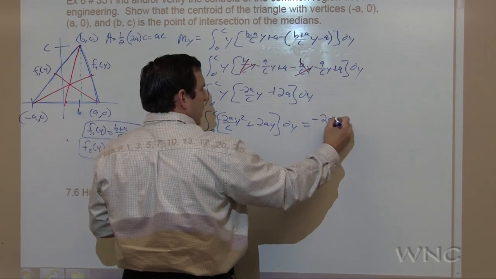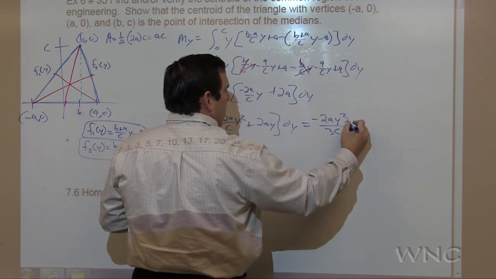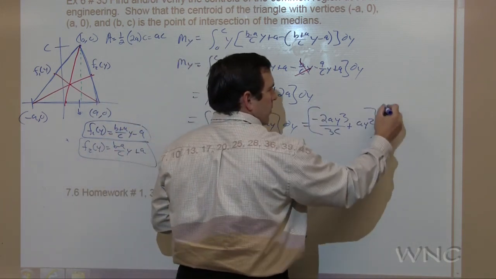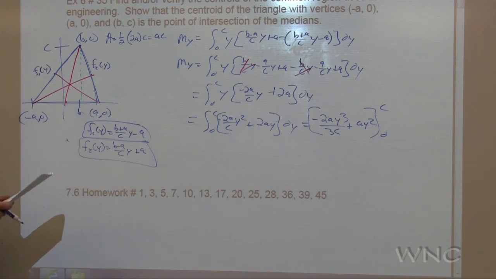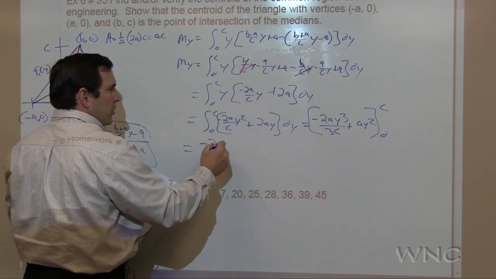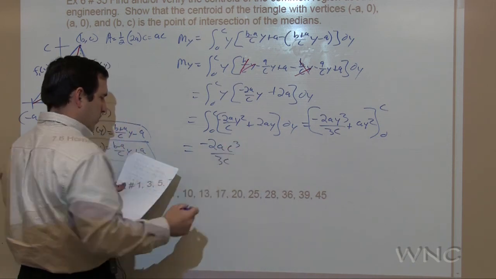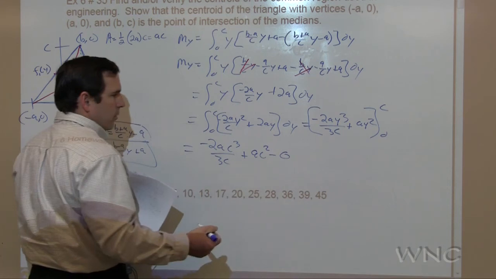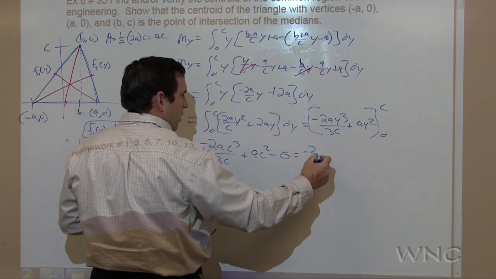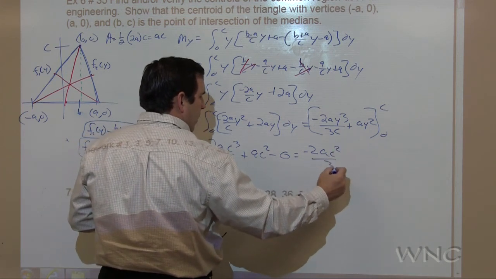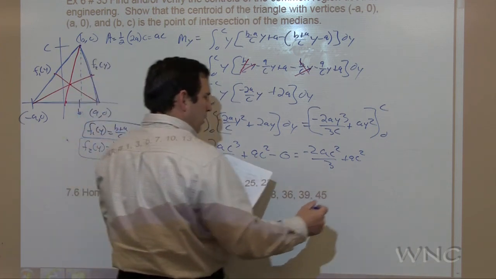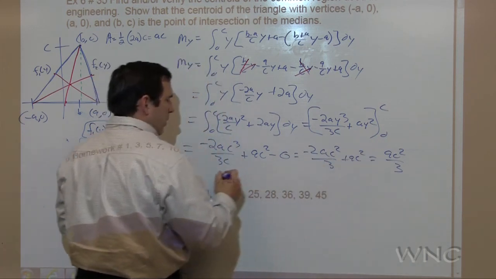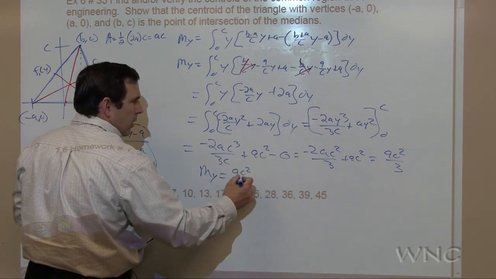So we're going to have negative 2AY cubed over 3C plus AY squared, because it's Y squared over 2 and that cancels. We're going from 0 to C. So we have negative 2A C cubed over 3C plus AC squared minus 0, putting 0 in for Y is a 0. So we have negative 2A C squared over 3 plus AC squared, and that's going to be AC squared over 3. It's basically negative 2/3 plus 1 is 1/3. So our MY is AC squared over 3.